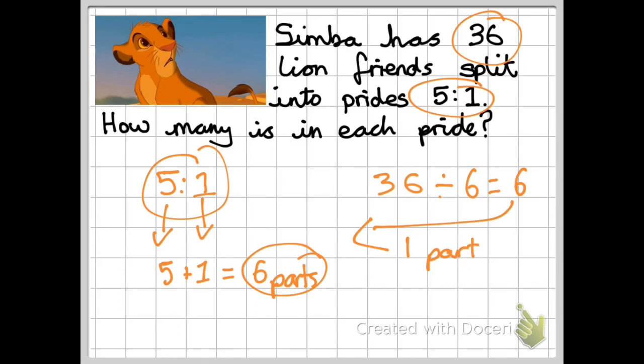And now I've worked out what 1 part is, I can go back to my ratio and think, well, if 1 part is 6, if I multiply it by 5, I should get what 5 parts are. So if 1 part was 6, and I multiply it by 5, I get 30. So there's 30 lions in 1 pride, and because the other ratio was just 1, that must mean there is just 6 lions in the other pride.